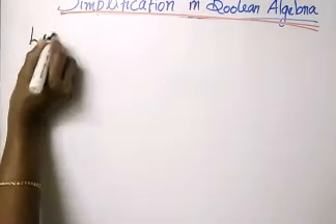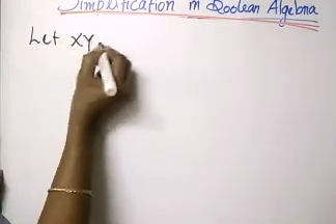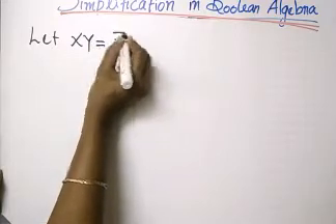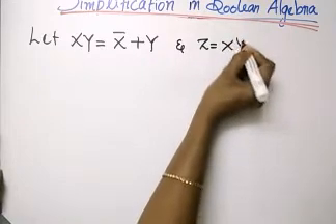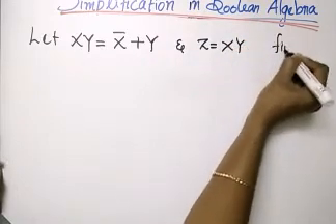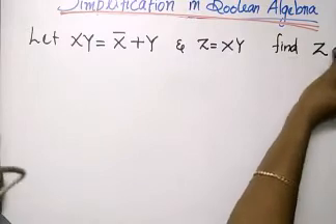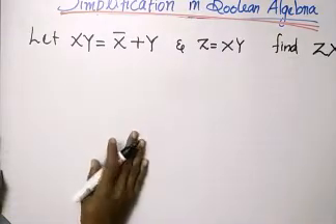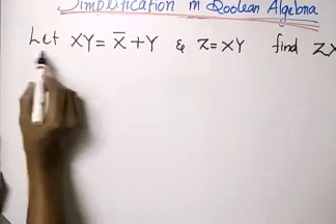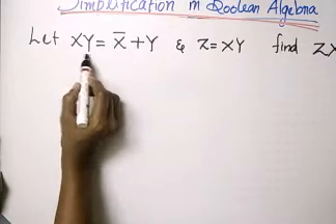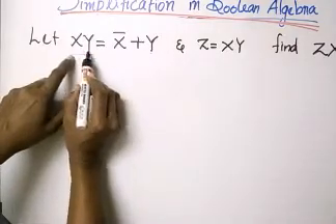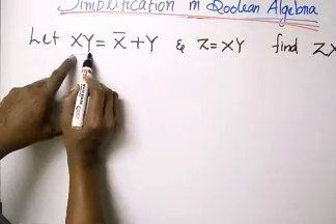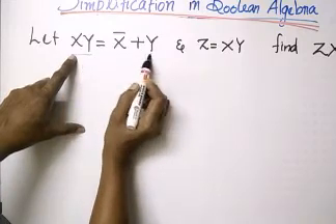Now let's consider another example. Let X*Y be equal to X' or Y, and Z is equal to X*Y. Then find the value of Z*X. Here it is given that a product, I am assuming that this product term is equal to X' or Y. Here the product is X into Y, and X into Y I can write as X' or Y.